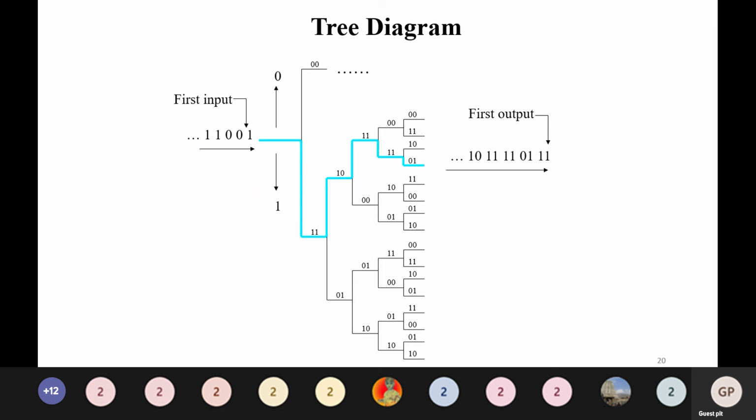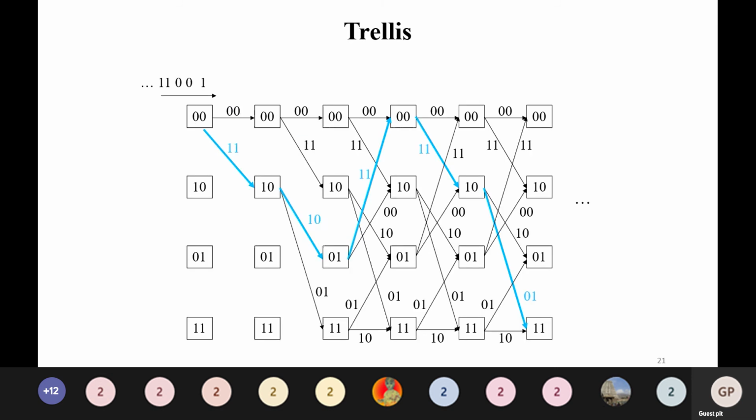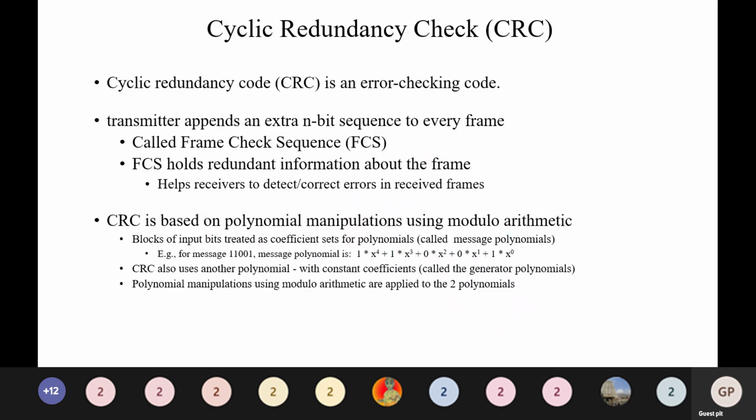Then you have cyclic redundancy check. The cyclic redundancy check is nothing but an error checking code. The transmitter appends an extra bit sequence to every frame, called the frame check sequence. The FCS holds redundant information about the frame. It helps receivers to detect and correct errors in the received frames.